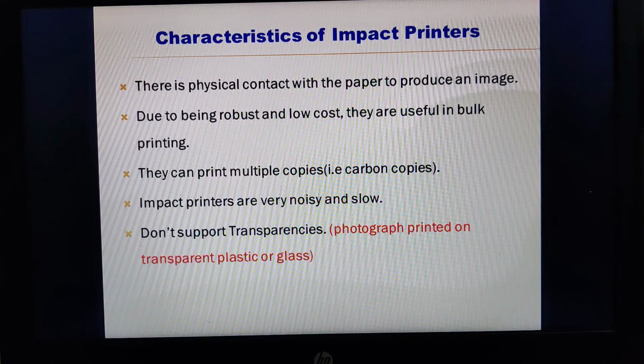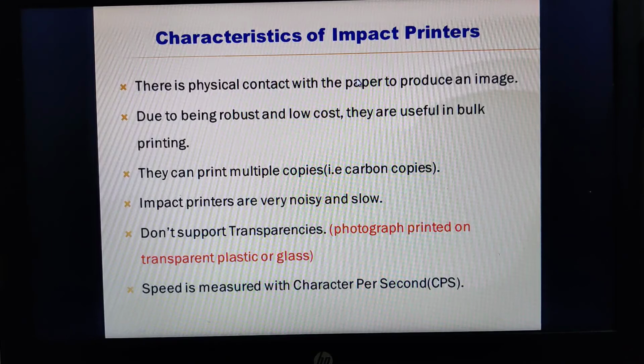And what is the speed? In what terms is the speed of an impact printer measured? The speed is measured in terms of characters per second, that is CPS. So these are the characteristics of impact printers. Now let us discuss what a non-impact printer is.